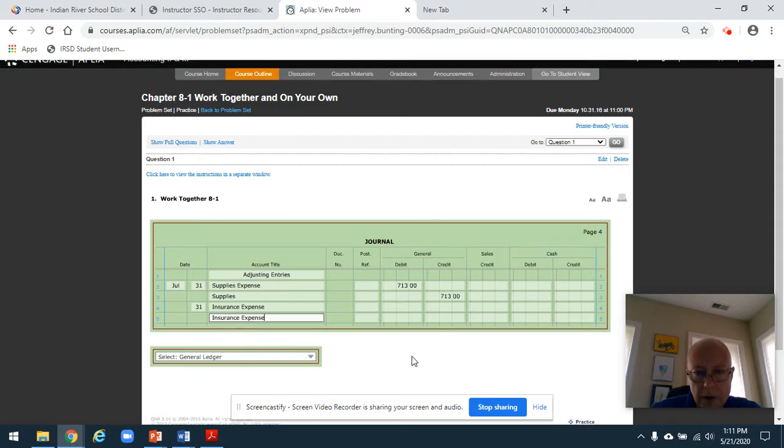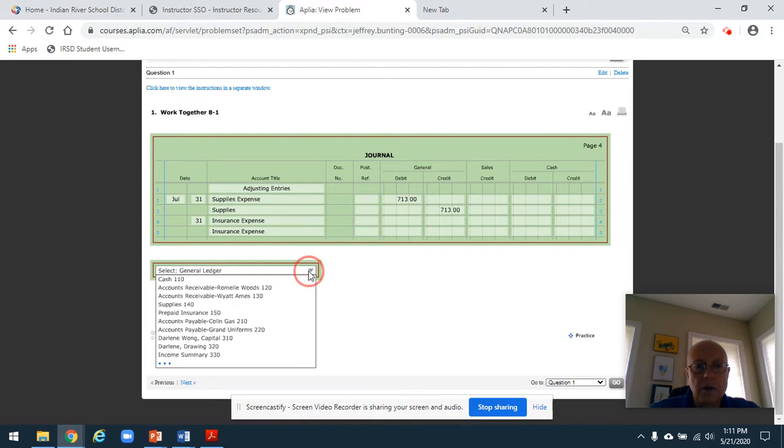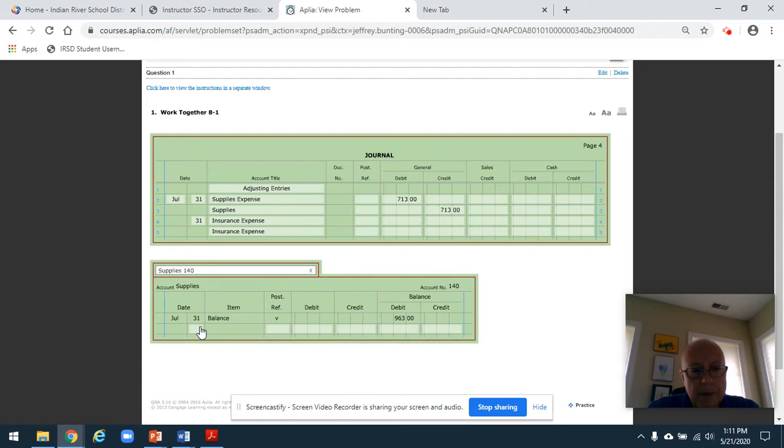I'm getting ahead of myself here. I'm going to set it up. Here's the other thing we got to do. We got to update the general ledger accounts because we haven't done that yet either. So before I move into the insurance, I want to go through and update the related accounts here. So supplies 140. Now we need to make another entry. Okay. So on the 31st, we are going to put a 4 here.